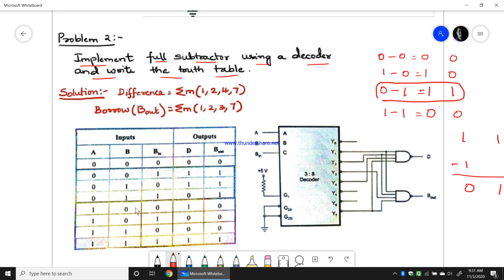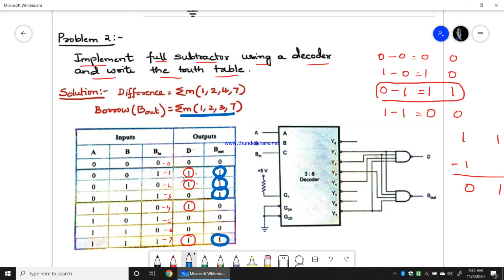Out of that truth table we will write the min term Boolean function for both difference and borrow. So what would be the difference? Summation m of, so this is 0, this is 1, 2, 3, 4, 5, 6, 7, the decimal values of these binary equivalent values. So summation m of difference is 1, 2, 4, 7. Borrow is 1, 2, 3, 7.